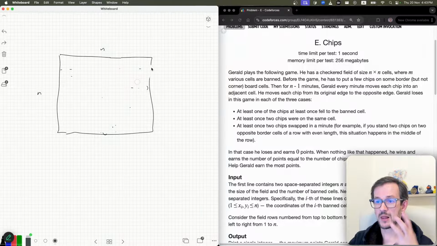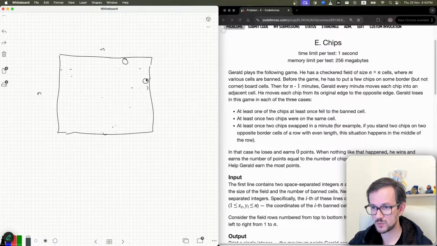Second part, about colliding chips. I'm not allowed to put chips if they're colliding. If I have one chip here, with the same distance, these two chips are not allowed to exist at the same time. So I'm only allowed to take one of these chips, because they go here and then here and collide.